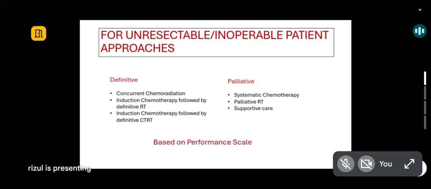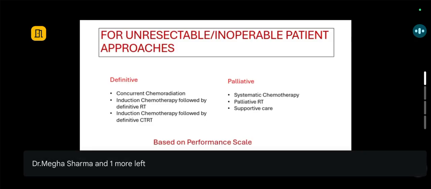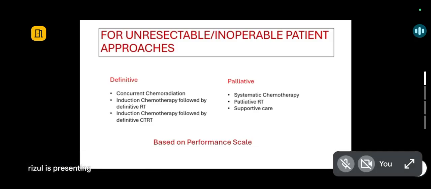Then if the disease is unresectable or inoperable, what are the approaches? Either we go for the definitive therapy or palliative therapy. Definitive therapy can be concurrent CTRT, or induction chemotherapy followed by definitive RT, or induction chemotherapy followed by definitive CTRT. Whereas in palliative therapy, we go either with chemotherapy alone, or palliative RT, or supportive care, and all these depend upon the patient selection performance scale.